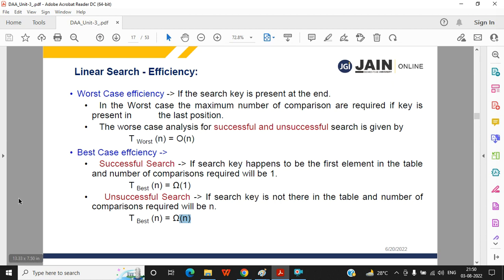So omega of n, big O, big theta, always the same. But what I'm understanding is correct, right? Tell me one more time, 1 and n, this formula. If it is for the successful search, it will be big O or omega or theta of 1. If it is for unsuccessful search, it will become n, right? Okay, I completely understood this.